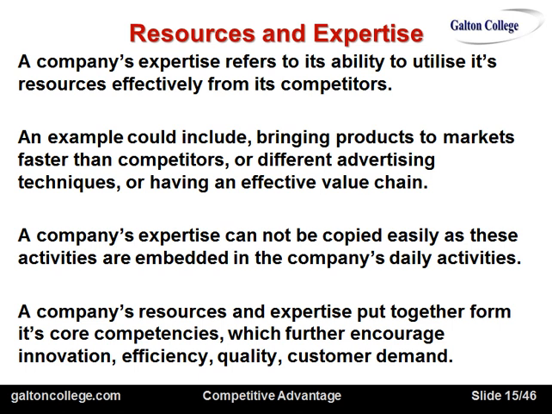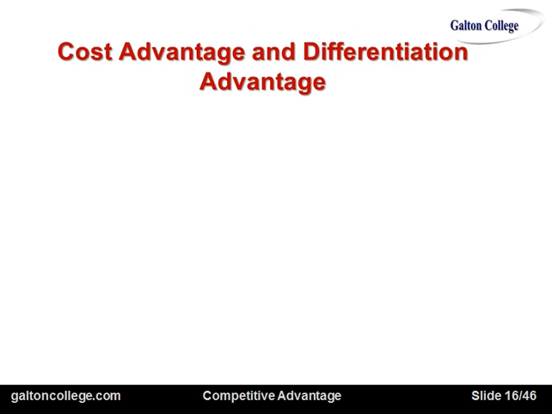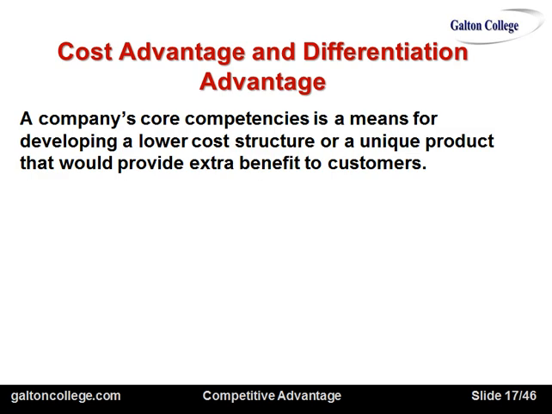So a company's resources and expertise put together form its core competencies, which further encourage innovation, efficiency, quality, customer demand. So the resources and expertise form the core competencies of the business. Now, cost advantage and differentiation advantage. Well, a company's core competencies is a means of developing a lower cost structure or a unique product that would provide extra benefit to customers.